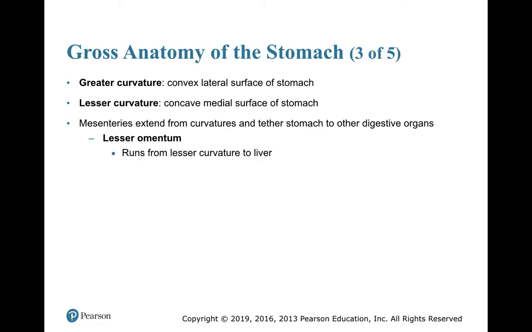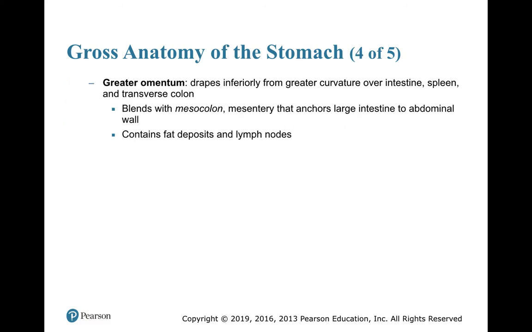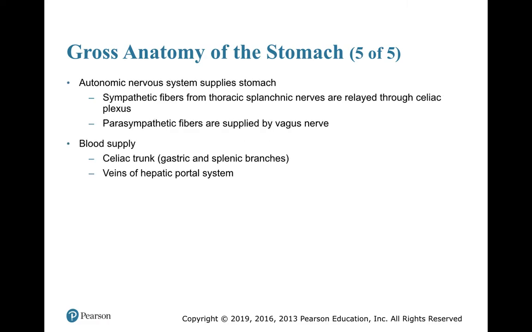There are mesenteries that extend from the curvatures to tether the stomach to the other digestive organs. The lesser omentum runs from the lesser curvature to the liver, while the greater omentum drapes inferiorly from the greater curvature over the intestines, the spleen, and the transverse colon, where it will blend with the mesocolon, which is mesentery that anchors the large intestines to the abdominal wall. There are fat deposits in this, and there are also lymph nodes.